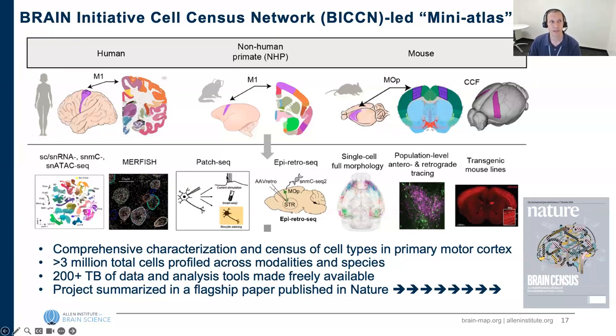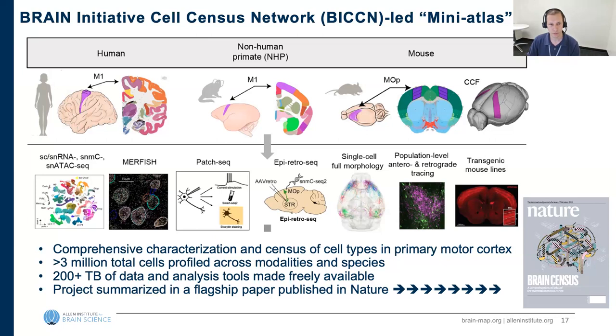The Cell Type Knowledge Explorer is based off of the Brain Initiative Cell Census Network, BICCN, led MiniAtlas project. This was a comprehensive characterization and census of cell types in primary motor cortex.